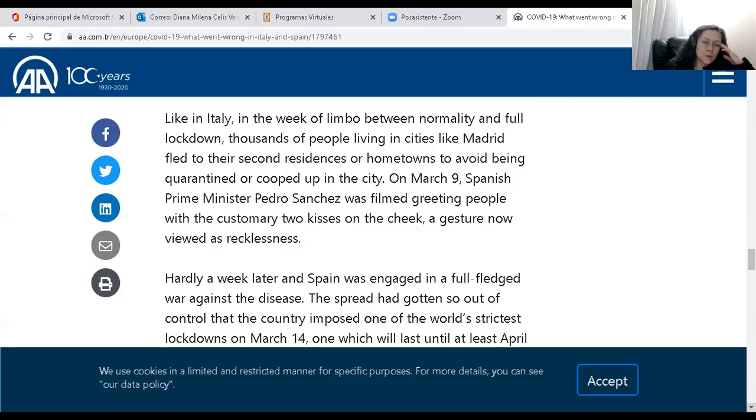Like in Italy, in the week of limbo between normality and full lockdown, thousands of people living in cities like Madrid fled to their second residences or hometowns to avoid being quarantined or cooped up in the city. On March 9th, Spanish Prime Minister Pedro Sanchez was filmed greeting people with the customary 2 kisses on the cheek, a gesture now viewed as recklessness.